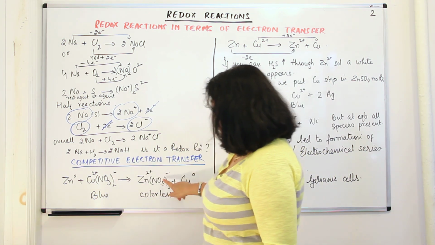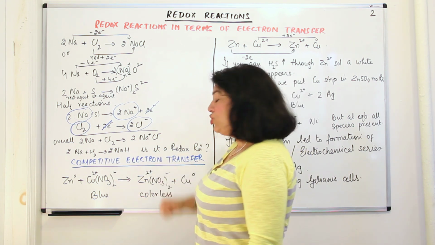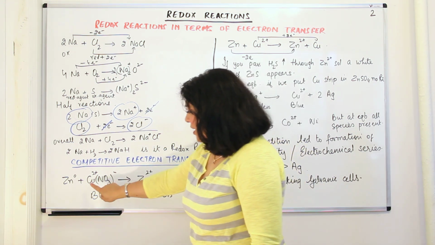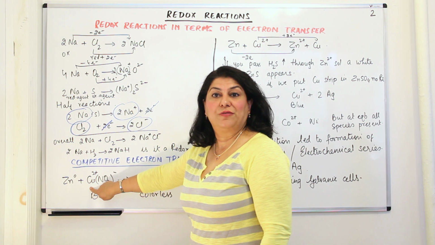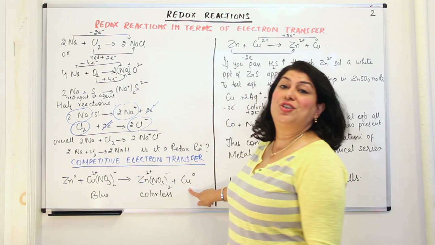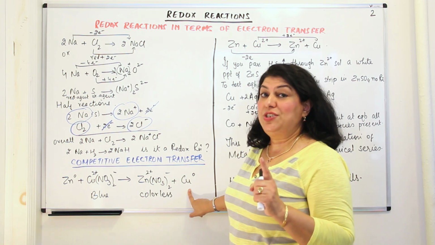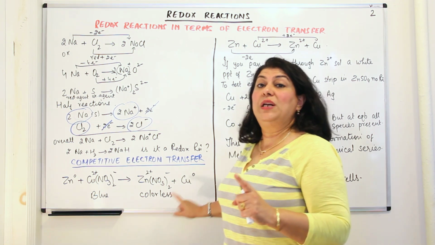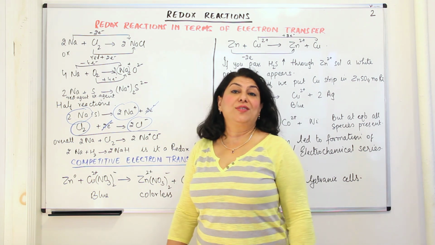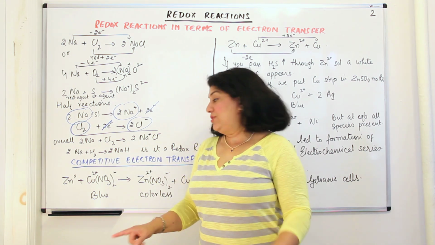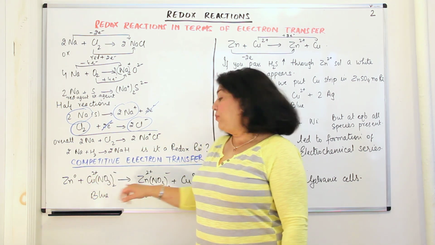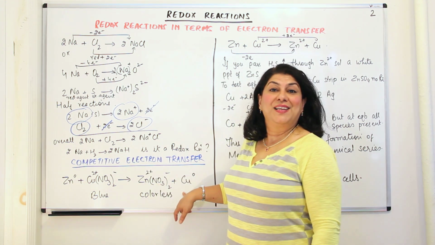Nitrate is negatively charged, and there was no change in the nitrate ion. But the copper ion was Cu2+. It turned into copper 0. It means it gained 2 electrons. It had 2 positive charges, and the 2 positive charges can only be cancelled by gaining 2 negative charges. So it gained 2 electrons and it resulted in the formation of copper metal.